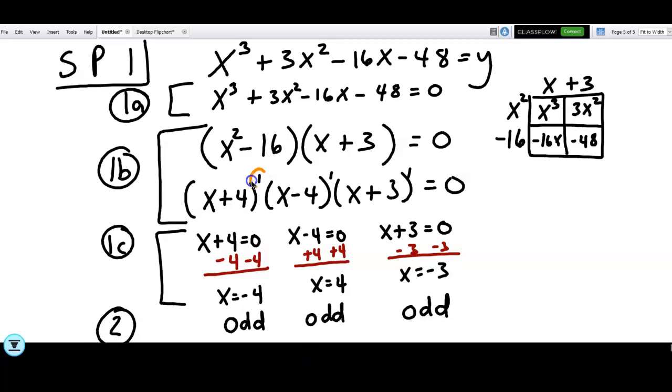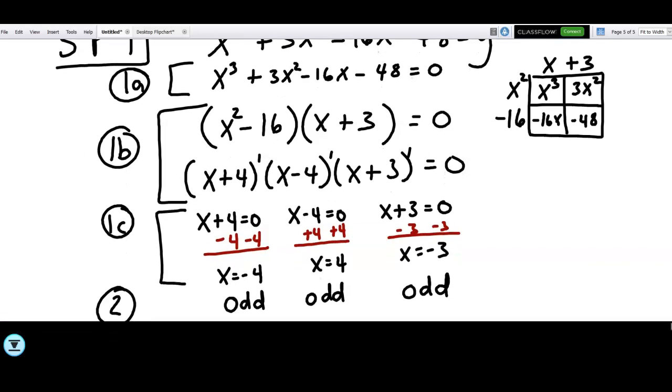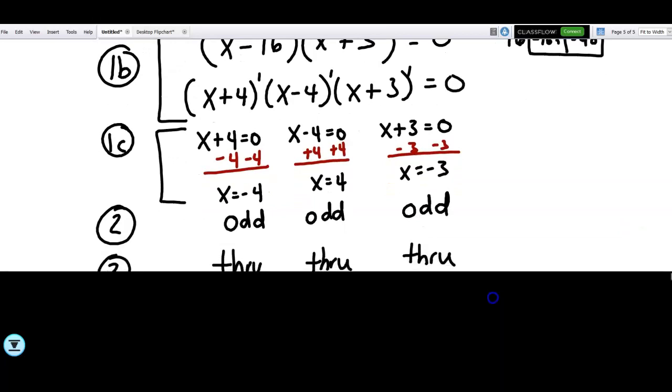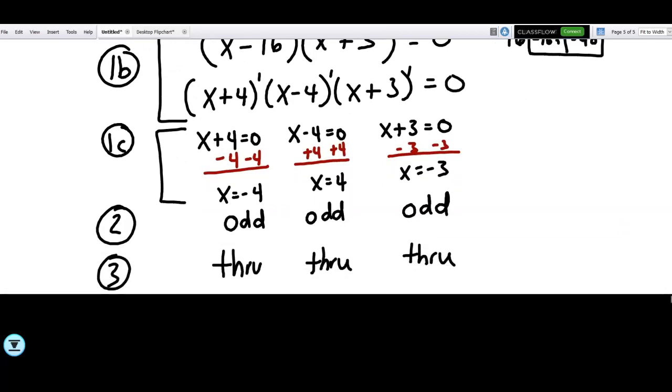Step 2 is to determine the multiplicity. Since all of these factors had an odd power, because none of them were repeated, they all had an odd multiplicity. And since they all had an odd multiplicity, that tells us that each one of those roots for step 3 were through. So my graph is going to go through the x-axis at each one of those roots.